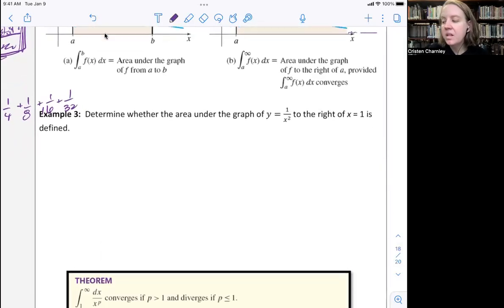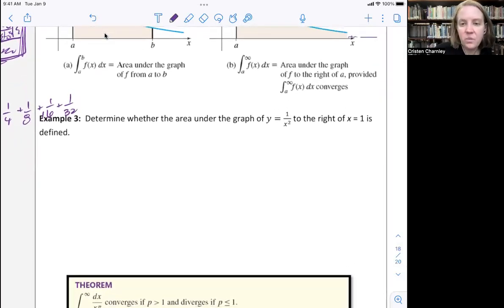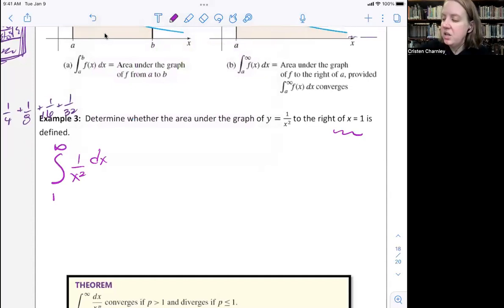So example 3, determine whether the area under the graph of y equals 1 over x squared to the right of x equals 1 is defined. So is it defined? Can you find the limit of that? So here's what we're going to do. We're going to start by setting up the integral. Our integral, we want to be to the right of x equals 1. So here's the integral from 1 to infinity of 1 over x squared. Don't forget the dx. And I know with proper math notation, I need to use that limit expression. So this is the limit as b approaches infinity of the integral from 1 to b of 1 over x squared dx.